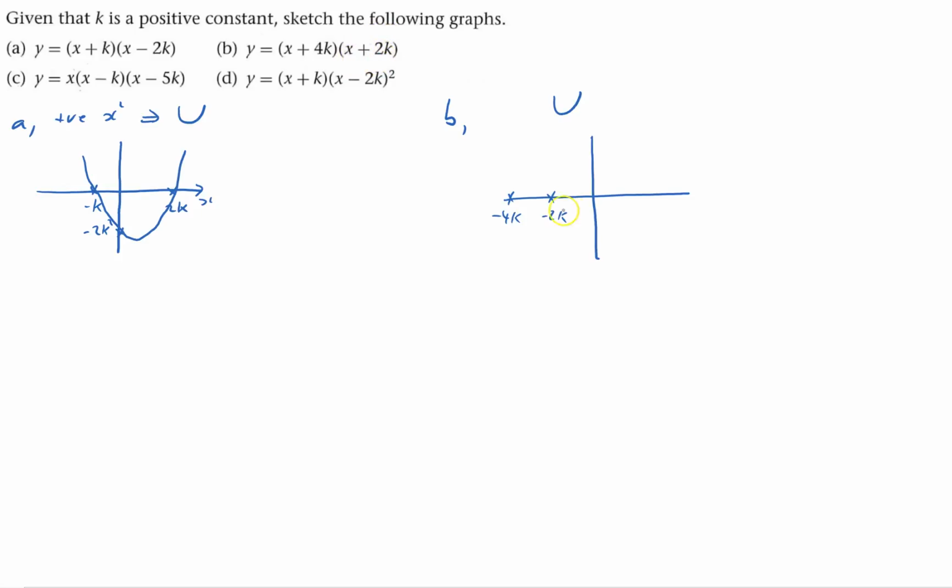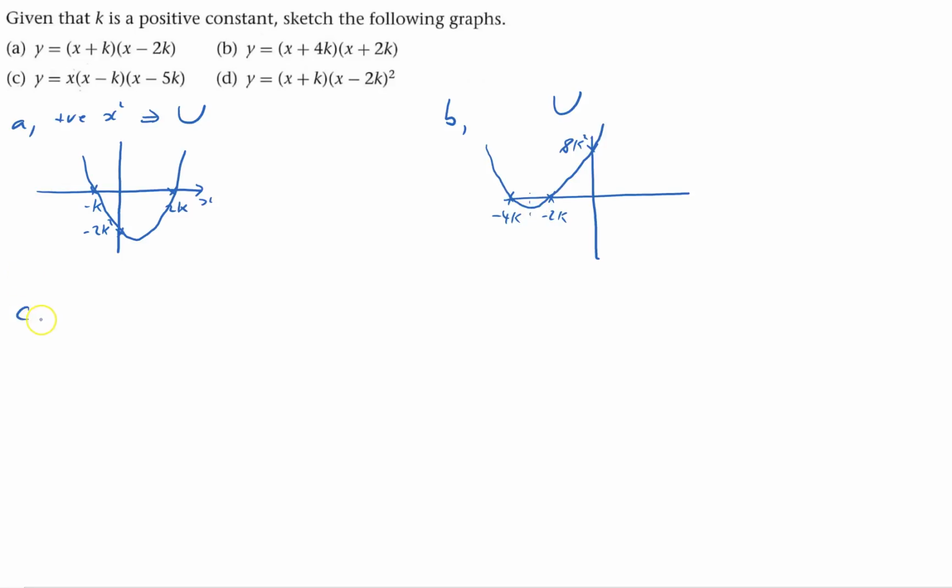If x is 0, I can find out where it crosses the y-axis. That'll be 8k squared, so it goes through here, 8k squared, and that's that one done as U-shaped. So then just join up the dots, something like that, and it should be symmetrical about this point here, to be honest.